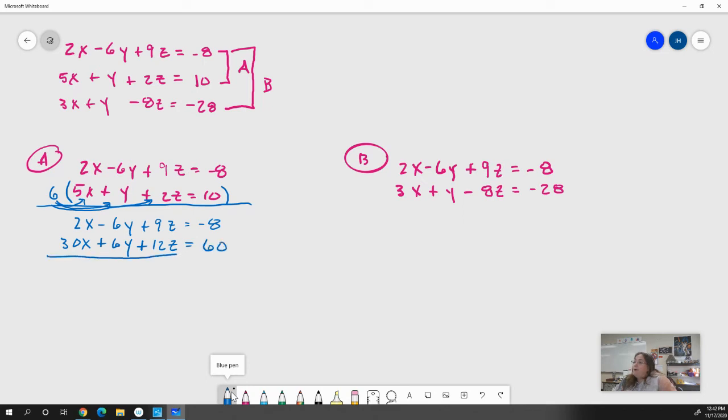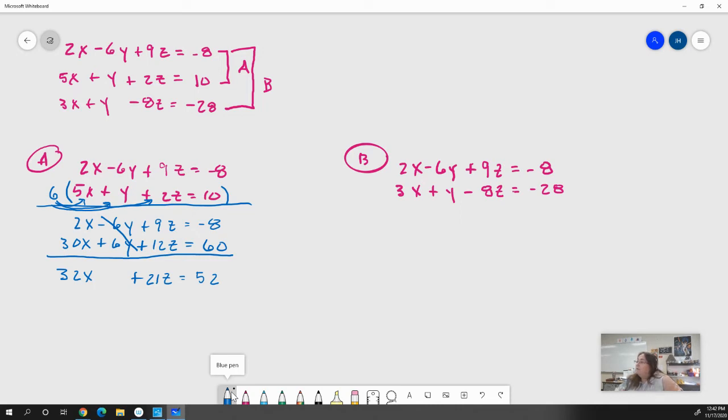And so now I can add these 2 equations together, and my y is going to disappear. Okay, so x plus 2x plus 30x gives me 32x. Minus 6y plus 6y equals 0. It's the reason we did it, right? It gets rid of one of our variables. 9z plus 12z gives me plus 21z. And then minus 8 plus 6z gives me 52.